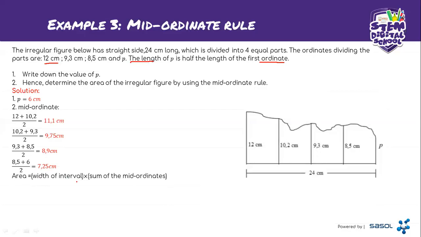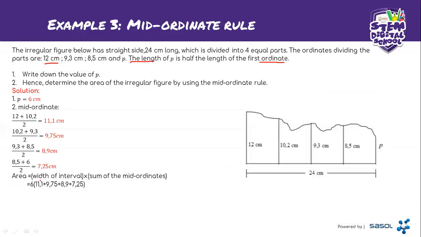Now the width of the interval. Now look at what we are having on this irregular figure there. We are now not having the distance between the given ordinates, but we were having a straight line which is 24 centimeter. But now how do we get the distance between each interval, I mean each ordinate? Because it is divided into 4 equal parts, we are going to say this 24 centimeter divided by 4 equal parts. Then you're going to get 6.